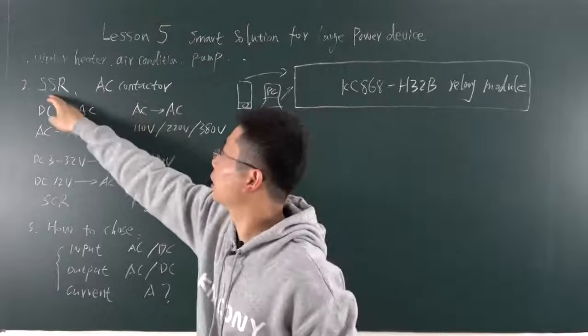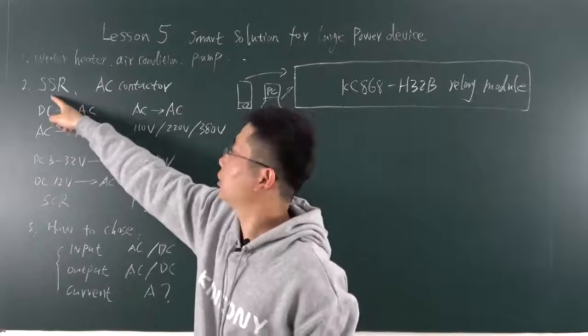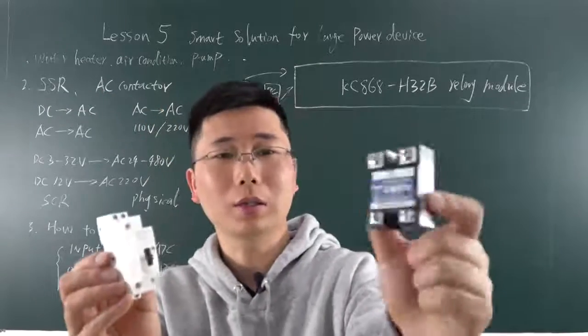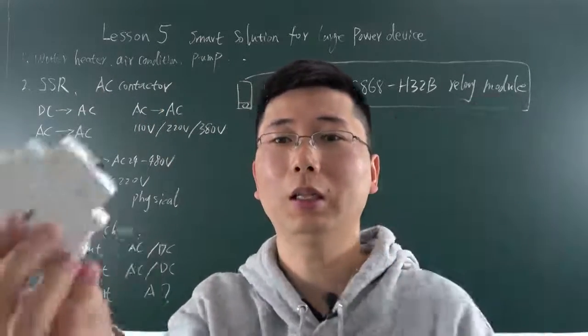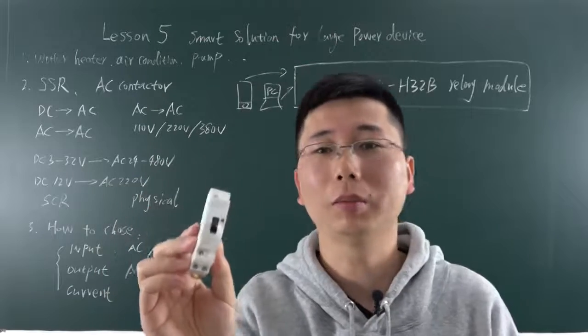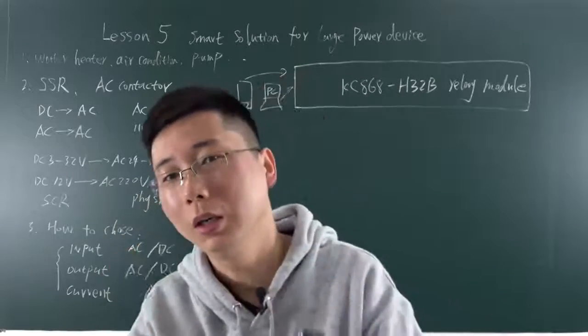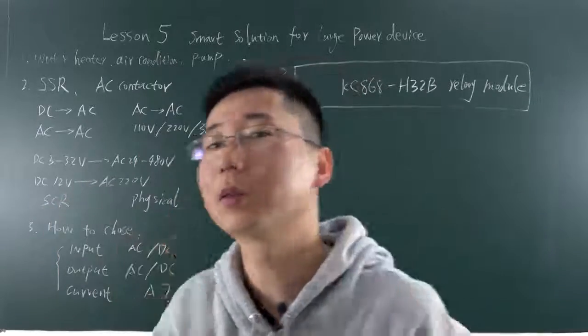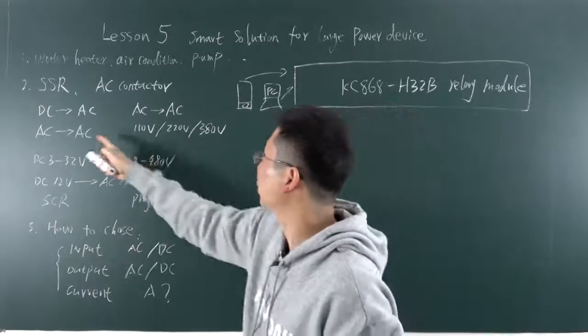We have used the SSR, that is solid state relay, and the AC contactor. This is the SSR, solid state relay, and this is the AC contactor. We have used this AC contactor to make the power distribution box. So in this video I will show you the principle of these two parts and how to extend the power.